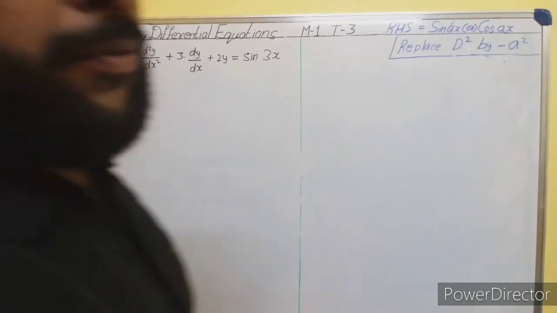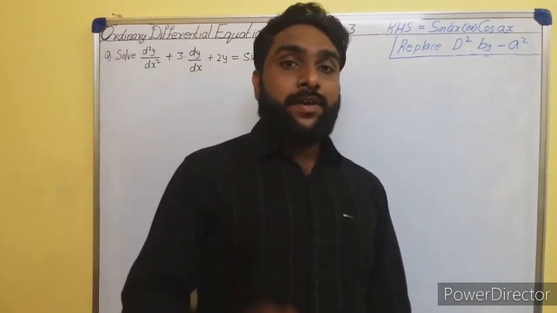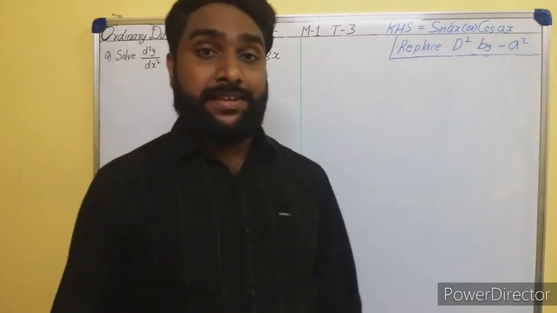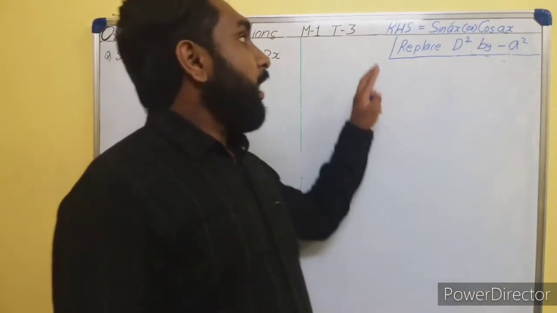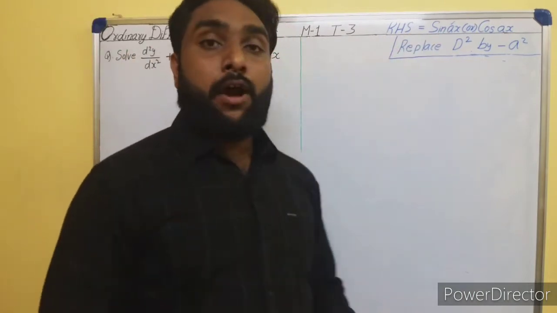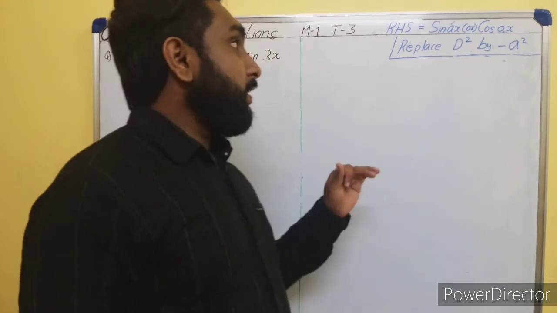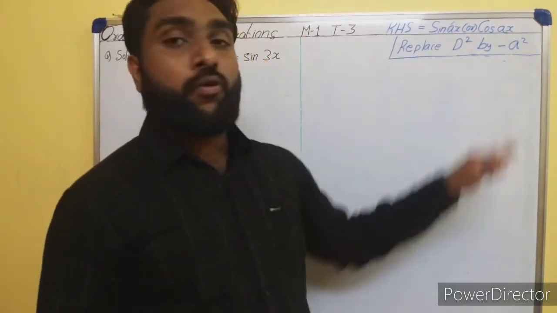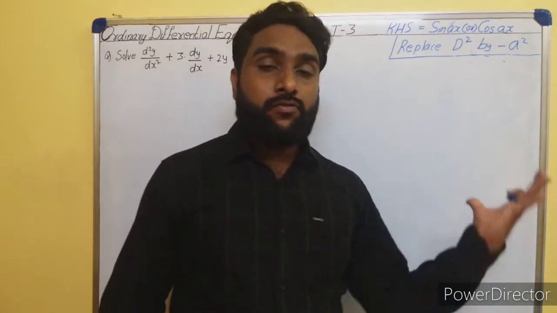Welcome to Easy Learning, and today we are going to see the topic when RHS is equal to sin AX or cos AX. In the earlier video we have seen when RHS is equal to e to the power AX, what is the condition and how to solve the problem. And in this class we are going to see when RHS is equal to sin AX or cos AX, what are the ways to solve this problem.